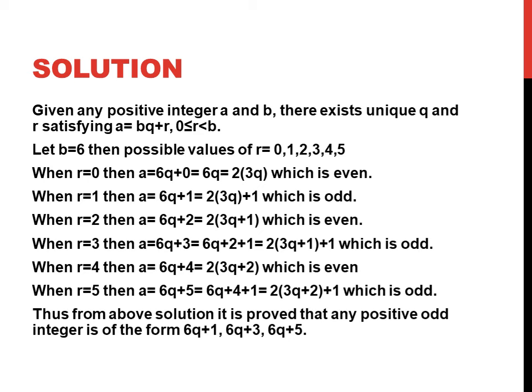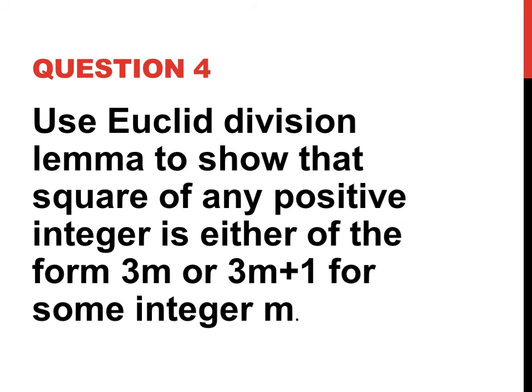Now we will move ahead and solve the third problem based on the Euclid division lemma, which is a question from exercise 1.1 of the NCERT textbook, question number 4. Here the question is: use Euclid division lemma to show that the square of any positive integer is either of the form 3m or 3m + 1 for some integer m.